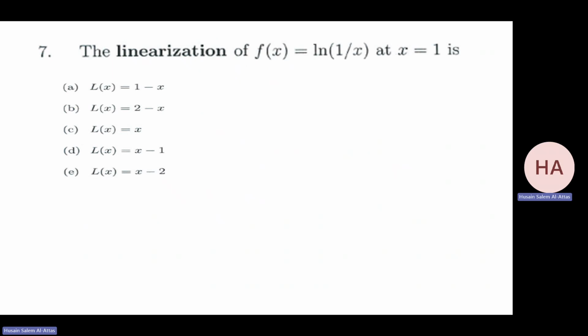I'll do the same. I need f prime, this is my a. So I need f prime. Be careful. It's 1 over 1 over x times minus 1 over x squared. So it's minus x over x squared, which is minus 1 over x.